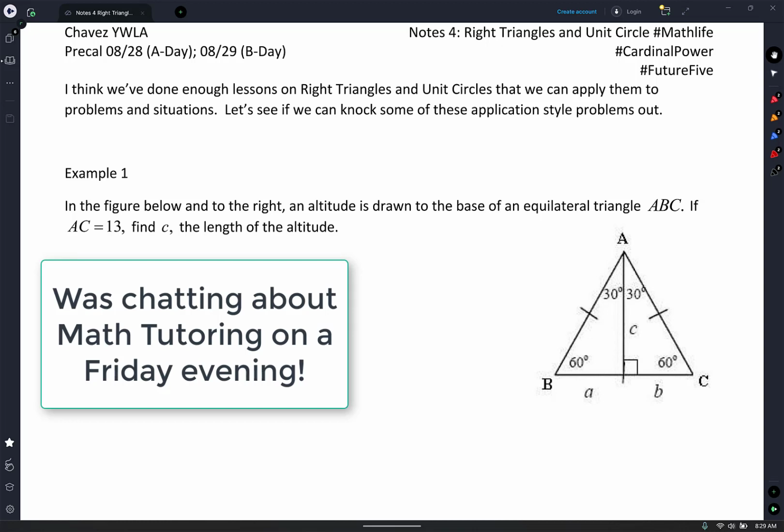I can do math on a Friday. It's fine with me. All right, here we go.